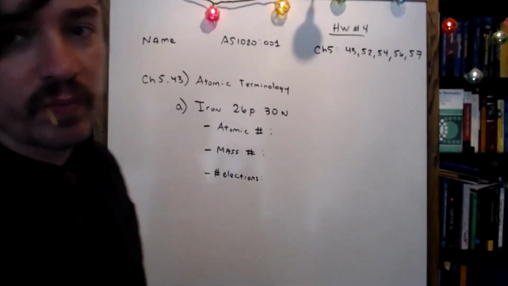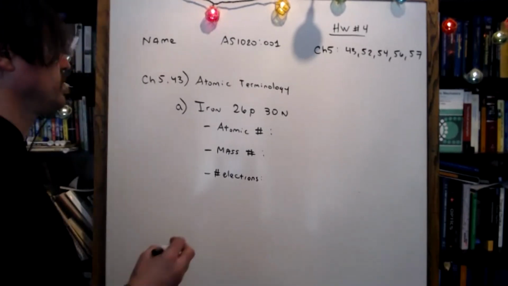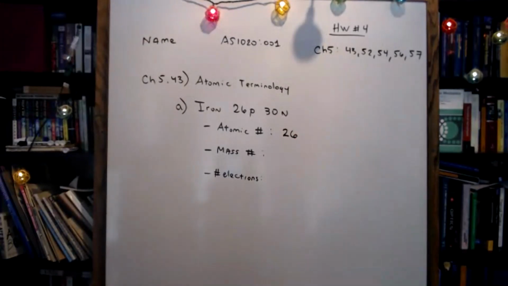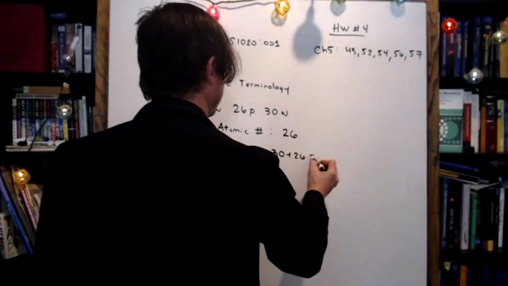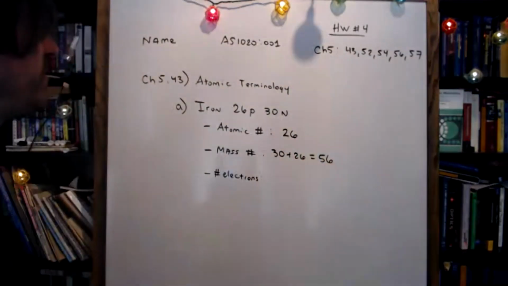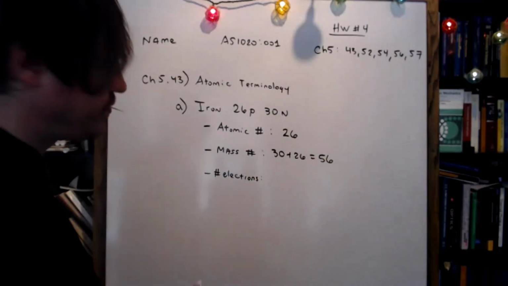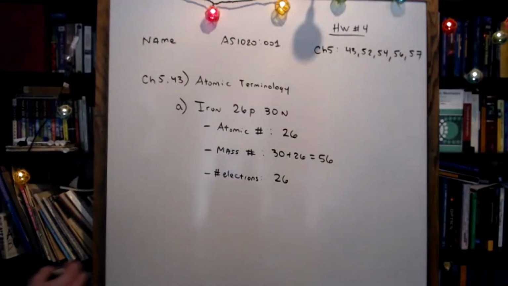What's the answer? All right, so the atomic number would be 26. Correct. The mass would be, would it be 56? That's right. 30 plus 26 is 56. 56 nucleons. And the number of electrons? 26, because it's neutral. Excellent. Okay, Arunsak, what does part B say?